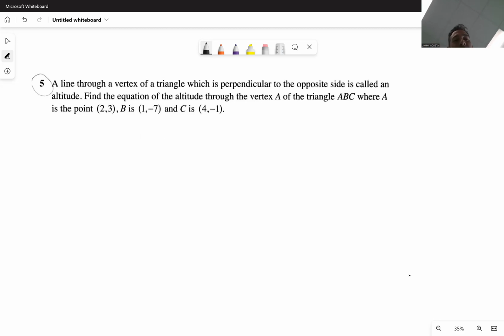All right, so it says here, find the equation of the altitude through the vertex A of triangle ABC, where A is (2, 3), B is (1, -7), and C is (4, -1). If you can imagine this, then you don't have to worry, but I would recommend that you draw it out first. All right. So let's see, (2, 3), (1, -7), and (4, -1). Okay, it's all over the place.